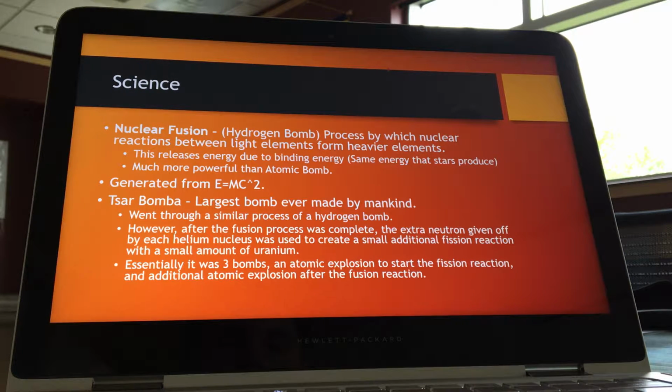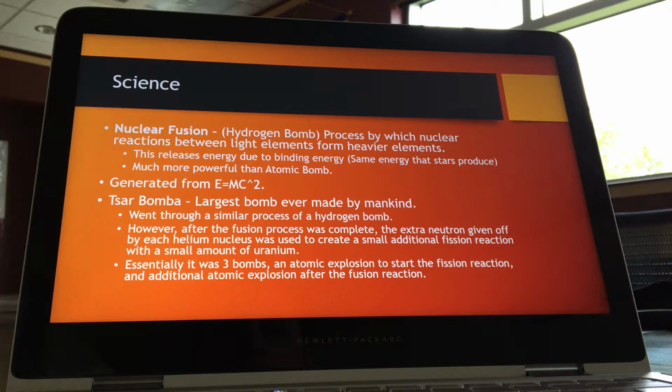And then there's nuclear fusion, which made the hydrogen bomb. Nuclear fusion is a process by which nuclear reactions between light elements form heavier elements. So it's pretty much the opposite of the atomic bomb, although this process is much more powerful than the atomic bomb. I believe it's about 1,000 times more powerful. This releases energy due to the binding energy. It is the same energy that stars produce. So when stars form, this is the energy that is required.